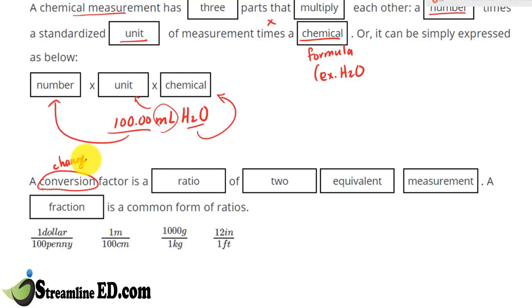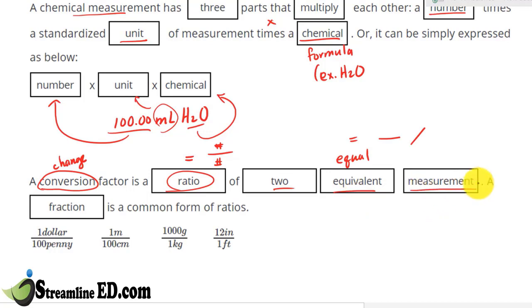Now, by definition, a conversion factor is a ratio of two equivalents. Now, that's a lot of terms that we have to remember. Well, a ratio can be expressed with an equal sign, right? Or it could be expressed as a fraction. Those are ratios. Now, of two equivalents, what is equivalent? Think of the word equal, which is represented by the equal sign, or in math, we represent it by a fraction. Now, in this case, equivalence of what? Well, equivalent measurements. Two measurements of completely different units, but they have the same values. That is considered a conversion factor.